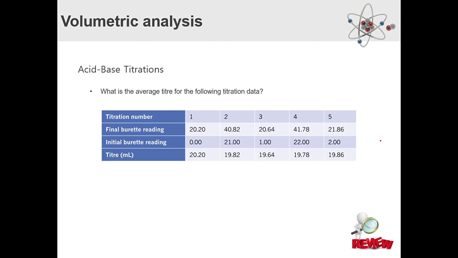Alright, so what is the average titer for the following titration data? Pause the video and have a go. So mean average titer is just those 3 divided by 3. We ignore 20.20 and we ignore 19.64 because those are the 2 outliers. The other 3 are within 0.02 of each other.